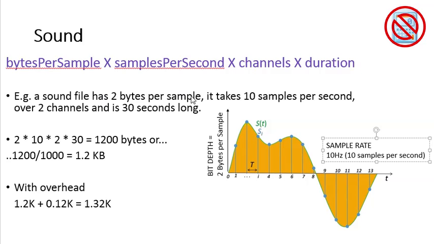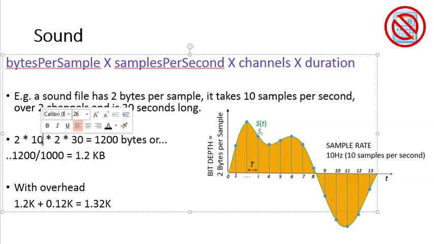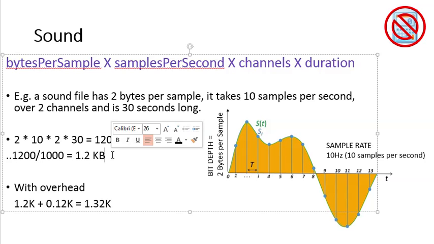The sound file has 2 bytes per sample, so in other words the bit depth is 2 bytes, 10 samples per second, and 2 channels, for 30 seconds. So bytes per sample, which is 2, times the sample rate, which is 10, times 2 channels, times 30 seconds gives us a total of 1200 bytes. Dividing that by 1000 gives us 1.2 kilobytes. Adding 0.12 kilobytes as our overhead onto it gives us a final value of 1.32 kilobytes approximately for this sound file.